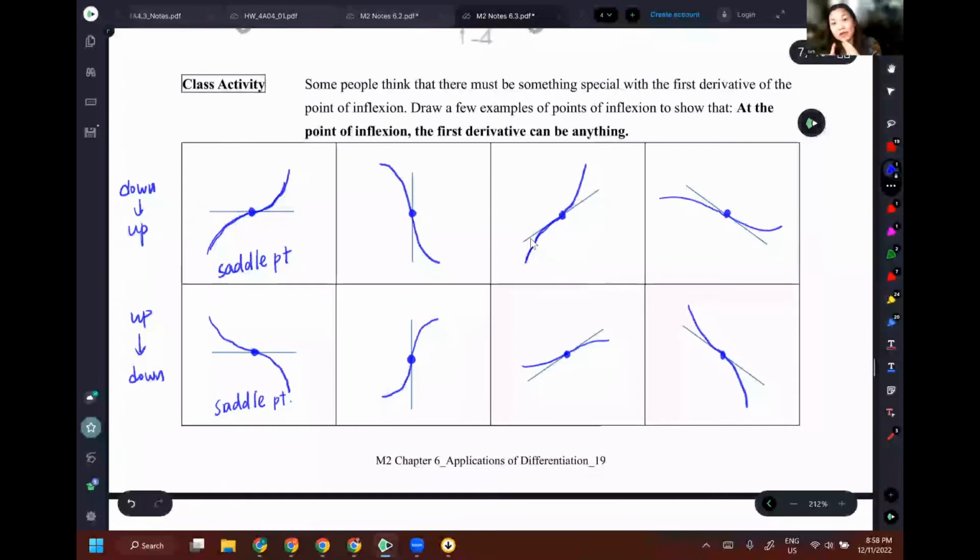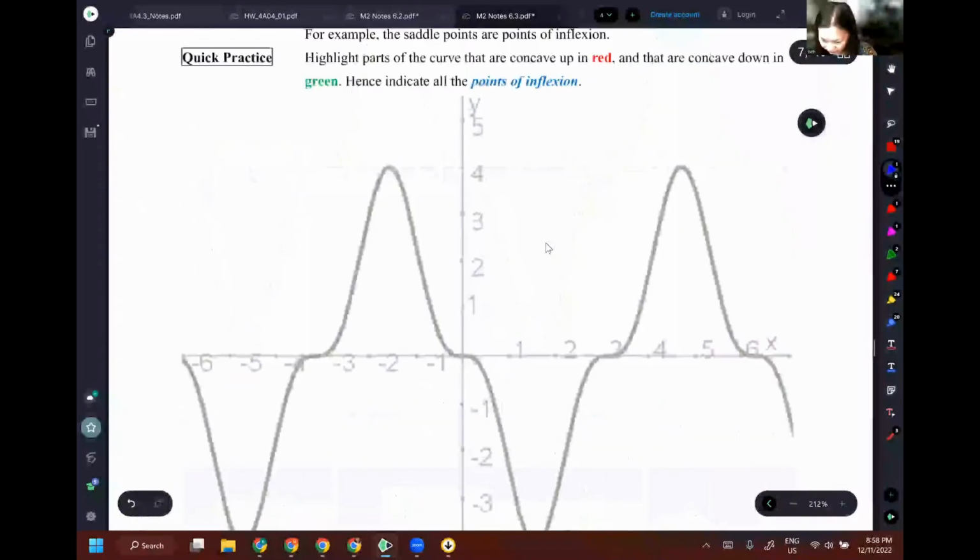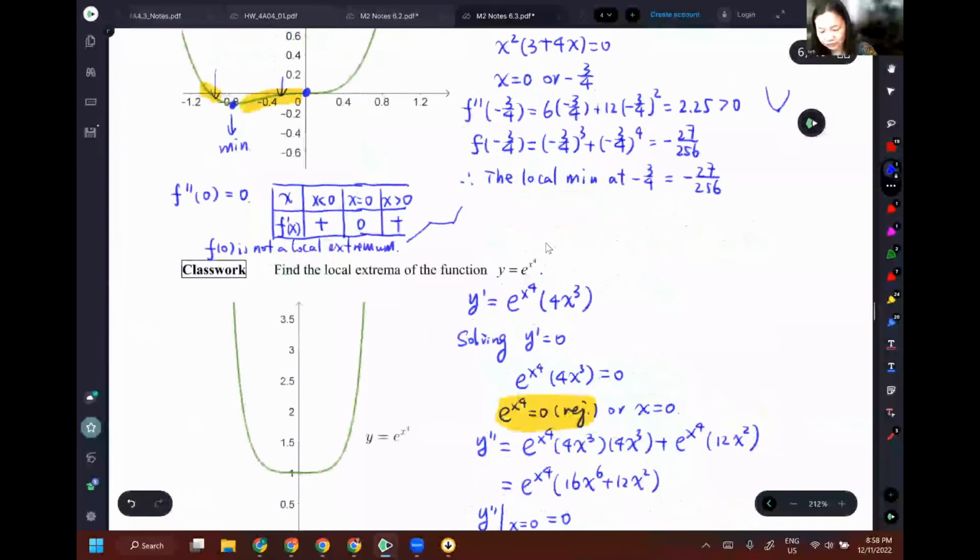As long as there is a change of concavity, it can be called a point of inflection. But a saddle point is a special one, because a saddle point is stationary. Only this one and this one are stationary. These are not stationary, but there's a change of concavity, therefore they are points of inflection. Let's go back to the previous curve.